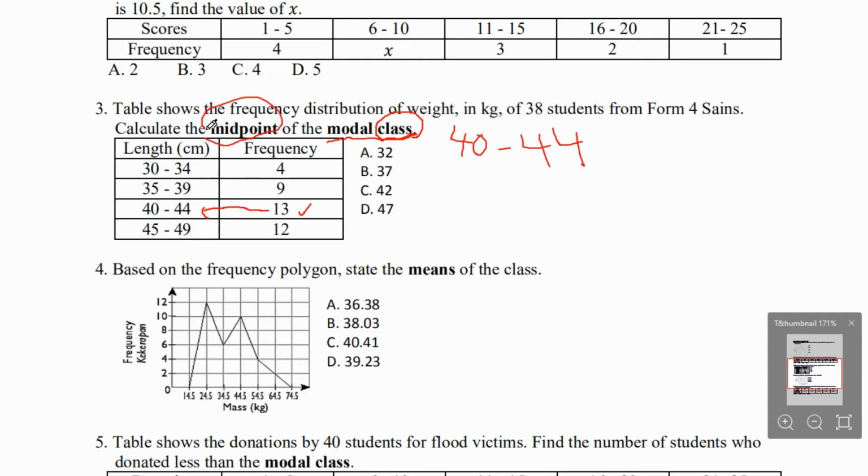Calculate the midpoint. Lower limit plus upper limit divided by 2. So 40 plus 44 divided by 2. So 84 divided by 2. The answer will be 42. C.